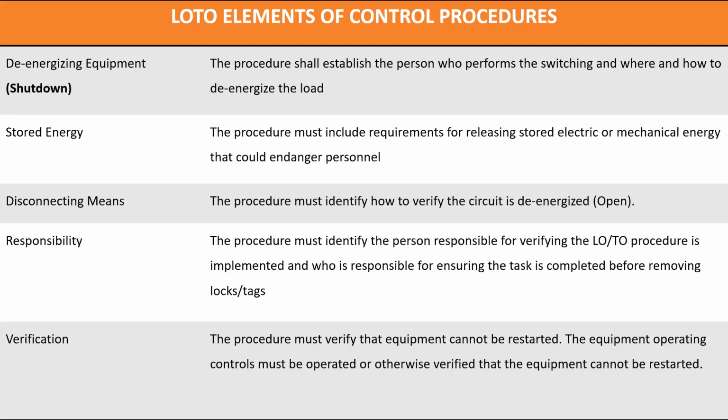Then about the verification, the procedure must verify that the equipment cannot be restarted. So we have to check whether there are any interlocking operations, or whether the equipment can be restarted through any other means. So lockout, tagout, and test out as well. The equipment operating control must be operated and otherwise verified so that the equipment cannot be restarted.